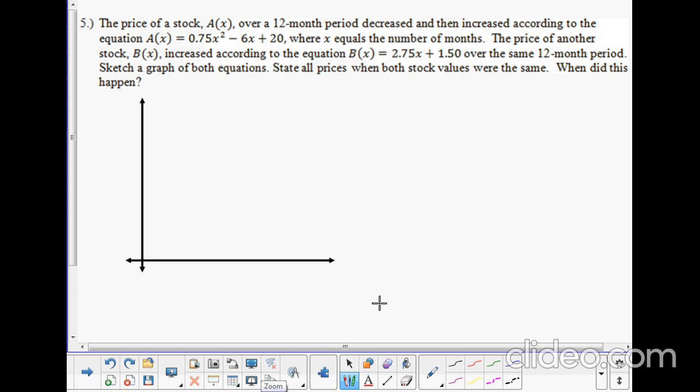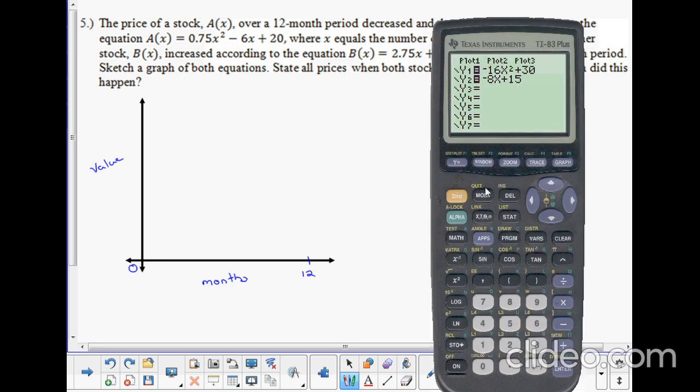So again, we're going to sketch out a graph. We know that the x-axis is months, so we're going to start at 0 and, since it says over a 12-month period, go out through 12 months. We know that the y-axis is the value of the stock. It does not say exactly what the value is in, so we don't know the units, so we'll just call it value for right now. Again, we're going to graph both of these two equations.